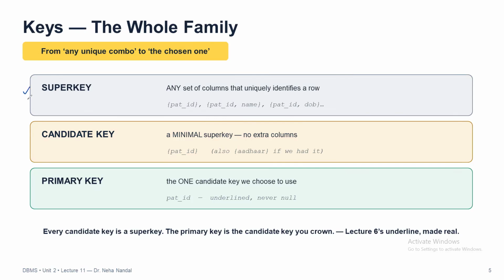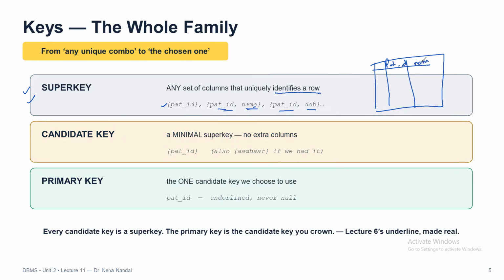First one is super key. It is any set of columns that uniquely identifies a row. Okay. Super key like patient ID. Patient ID and name together. Patient ID and date of birth together. So that makes it a super key. Yes. So suppose two patients have the same name. It can happen. So that's why it is written as patient ID and name. So you can understand it in this way.